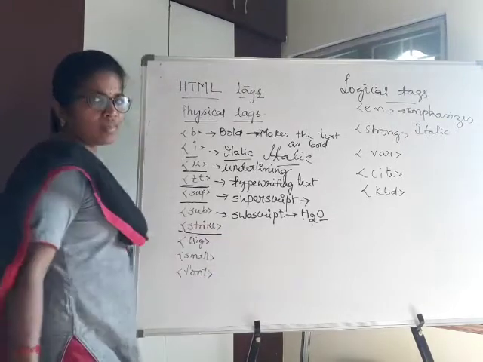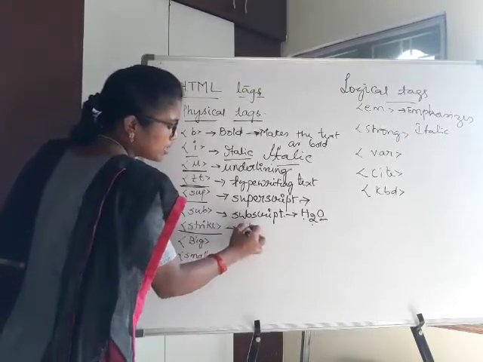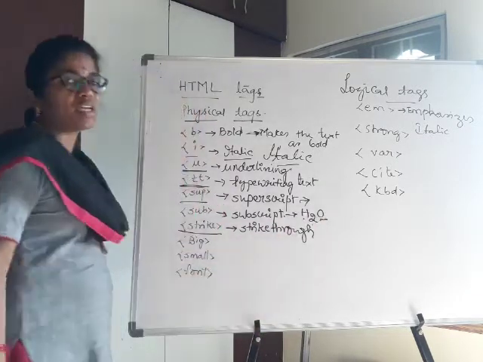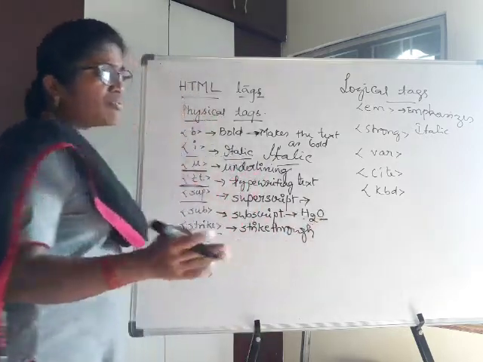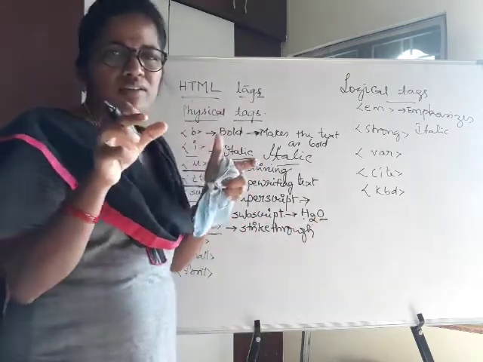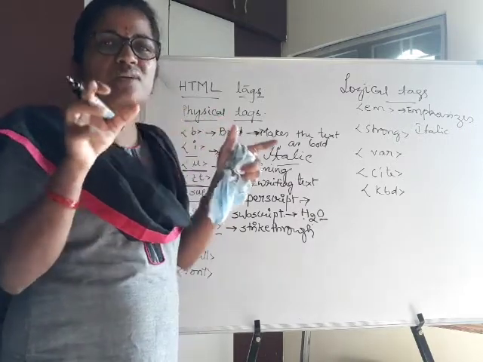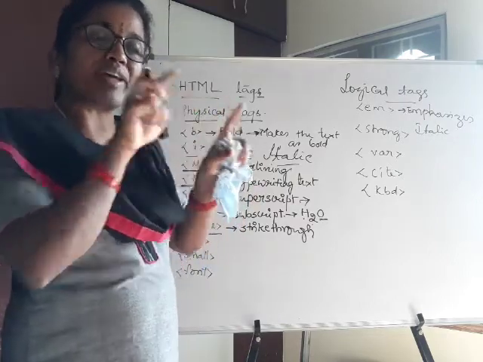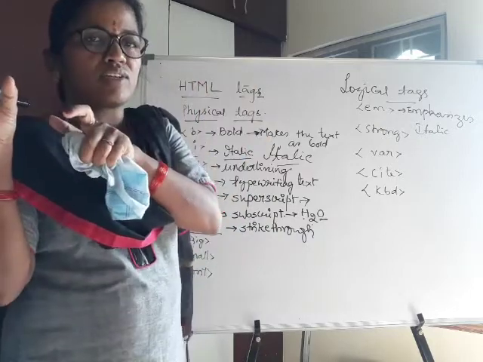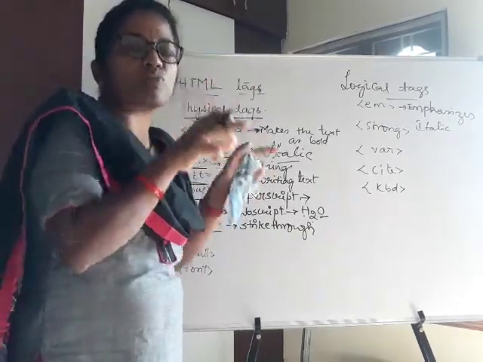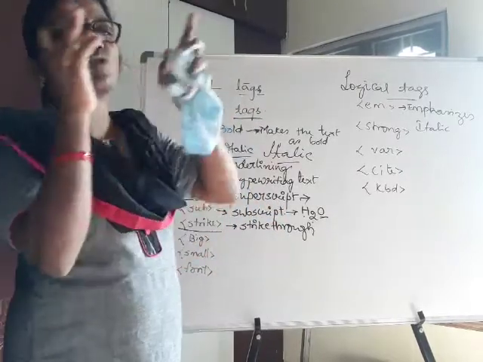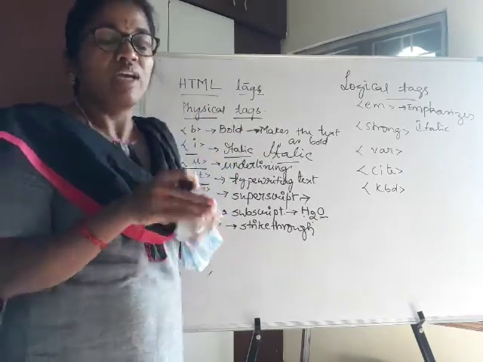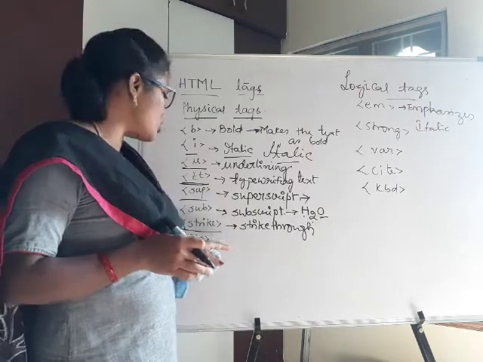Next, strike. This is used to make the text strike through. I'll give you an example. Suppose the last date in a website is shown as up to 31st August. Suppose it is extended, so that line will be struck through and the next line will be highlighted. The text we gave earlier is now extended up to 15th September. To indicate that kind of information in websites, we have a tag called strike.